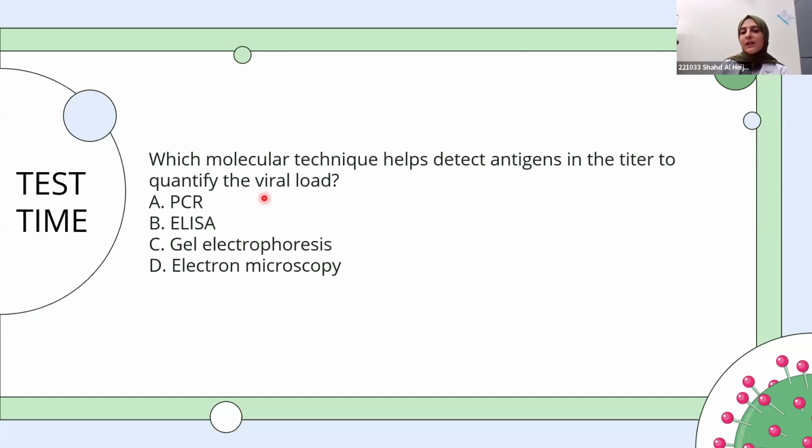And finally, which molecular technique helps detect antigens in the titer to quantify the viral load, to know the amount of viruses you have using antigens, by detecting antigens? Yes, ELISA.